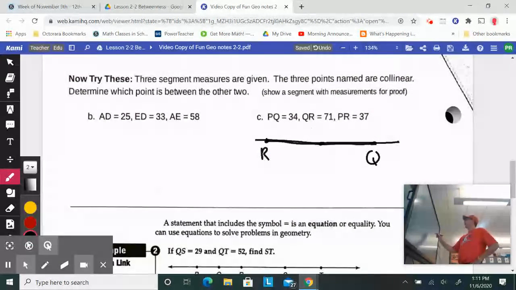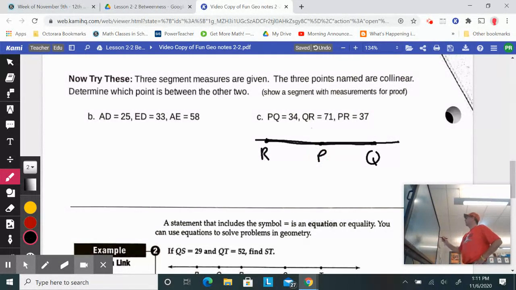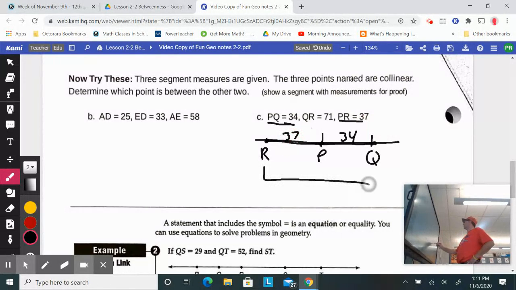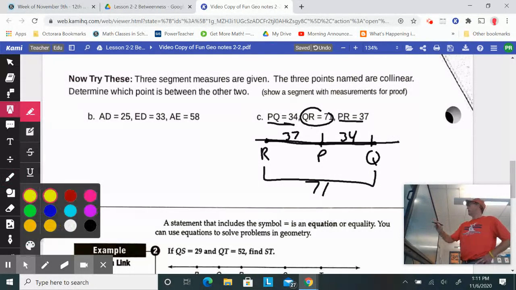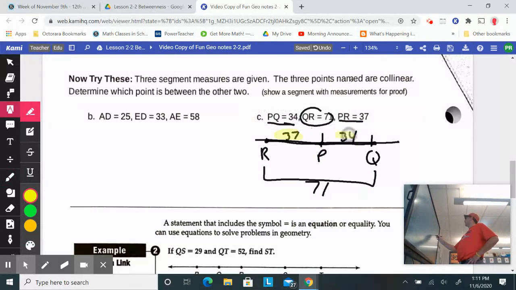Let's put R here. Let's put P here. So I know P to Q is 34. P to Q is 34. I know P to R is 37. So the whole distance from here to here, from Q to R, is 71. And that makes sense because if you add the 37 and the 34, you're going to get 71. So P has to be in the middle. That answers the question.